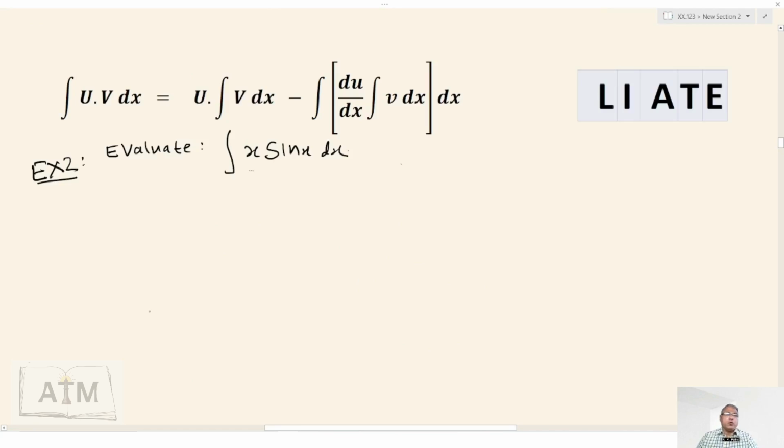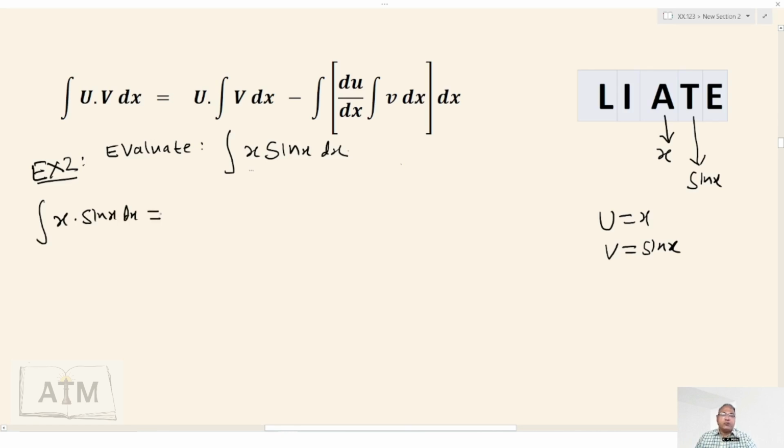Example 2. Evaluate integration of x into sin x with respect to x. Let us select u and v. So x comes under algebra and sin x comes under trigonometry. Therefore u equals x and v equals sin x. So step number 1 is over. After that, integration of x into sin x with respect to x. Let us fit into the formula.